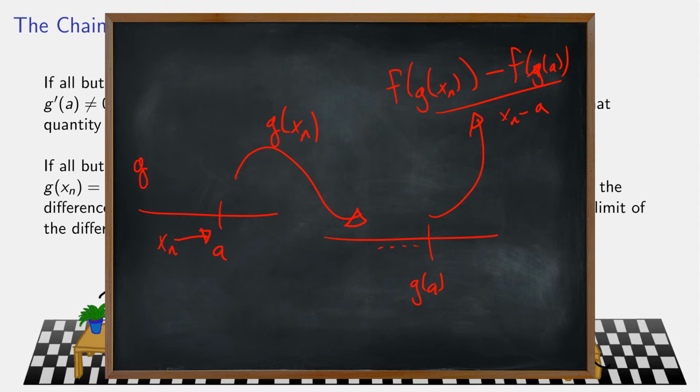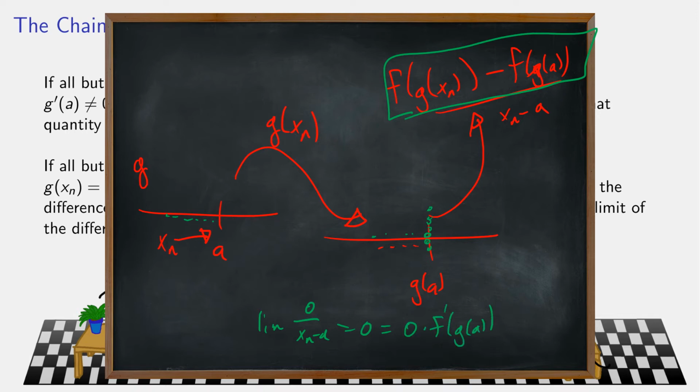If past a certain point, my xn's are converging to a, and my g of xn starts just spitting out g of a over and over and over again, then this numerator is just 0. So I'm going to end up computing the limit of 0 over xn minus a. That limit's going to be 0, which is 0 times f prime of g of a, because I don't care what that number is. If I multiply it by 0, I get out 0. But 0 was assumed in this case to be g prime of a, and we have reconstituted our product rule in the specific case where g prime of a is 0 and g of xn is equal to g of a past a certain point.